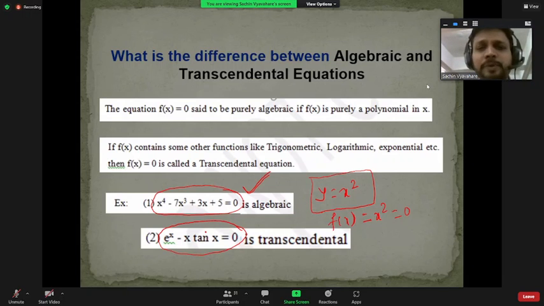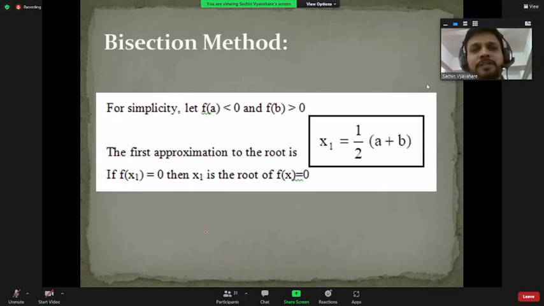Graphing this type of equation is also complicated. But yes, there is software, and software can draw this curve. Once you draw the curve with software, at that time also you can get the roots of this equation. But our aim right now is to get the roots of the equation by a numerical method. So here is the first method. The name of the method is the bisection method.